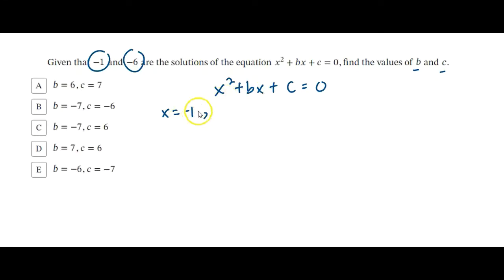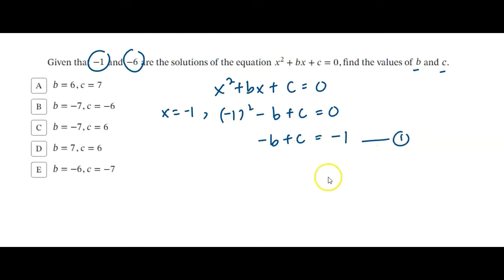Substitute x as -1 into it, you get -1 squared minus b plus c equals 0. So you have negative b plus c equals negative 1 squared, which will be 1, bring over to the right, you get -1. This is your first equation that you can form.